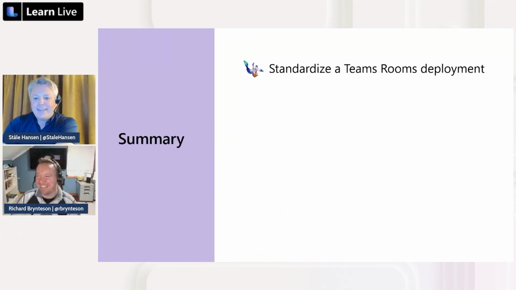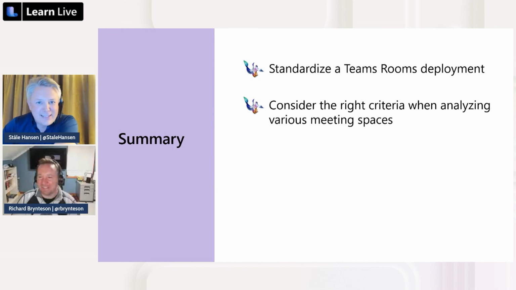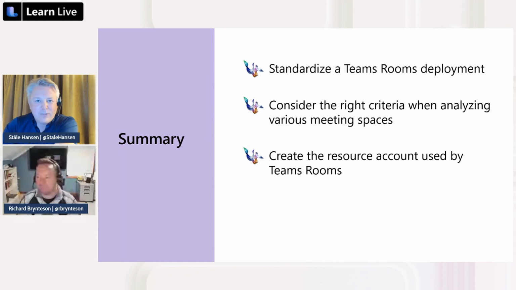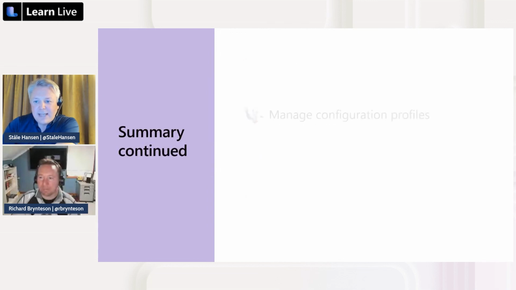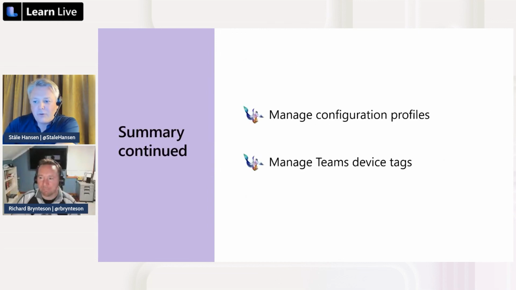We have been talking about how to standardize on Teams room deployment, and consider the right criteria when analyzing various meeting spaces. We talked about the resource account. The documentation on learn.microsoft.com is actually beautiful. It's like I should have written it myself. And we can manage device settings and firmware in the Teams Admin Center, manage configuration profiles, and use Teams device tags. And we're going to leave you with: go for the Teams Pro license.